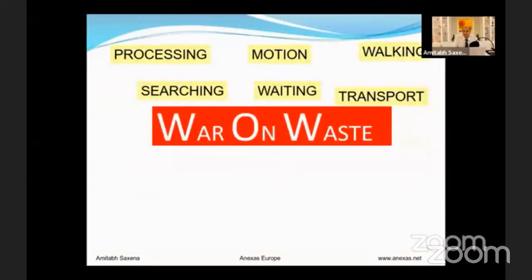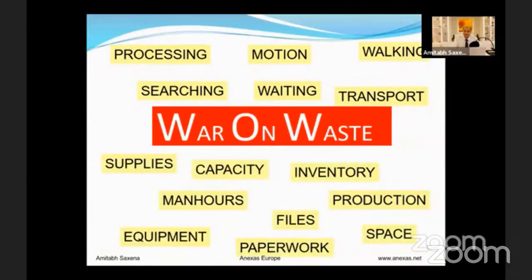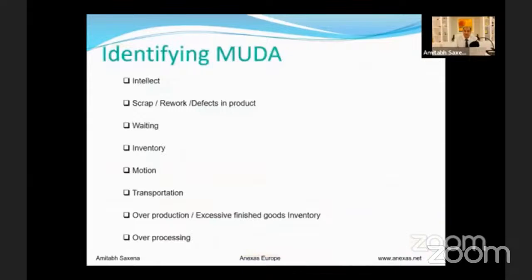Lean is about war on waste: processing, motion, walking, searching. These are all examples of waste. Paperwork, too much paperwork, space underutilization, they are all examples of waste. So these are the 7 wastes. I just listed them. In fact, to remember the 7 wastes, you can always remember this term called I swim to.